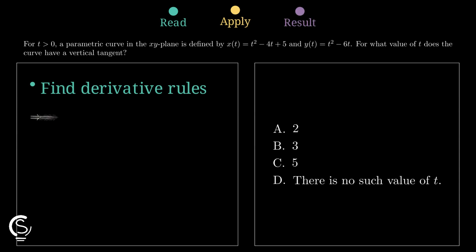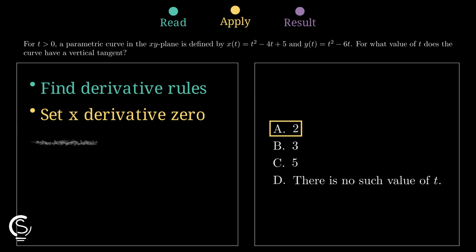Now check the y derivative at t equals 2. You get 2 times 2 minus 6, which is negative 2, so it is not 0.